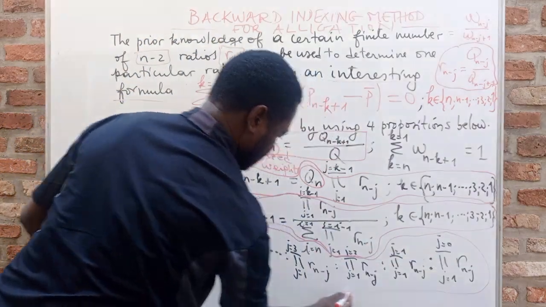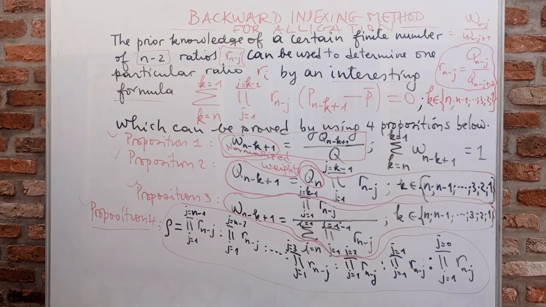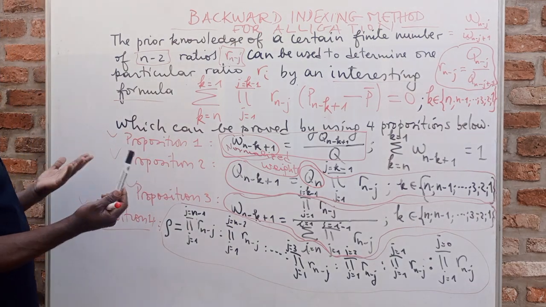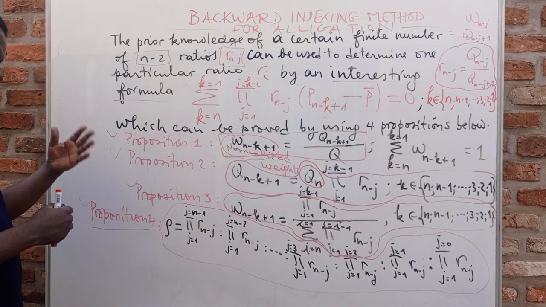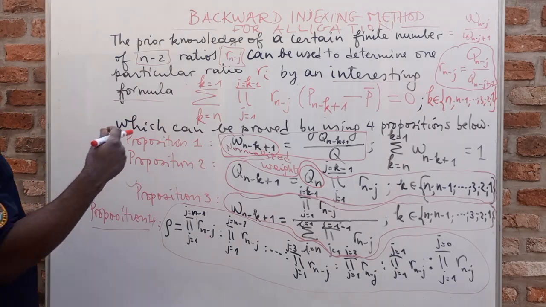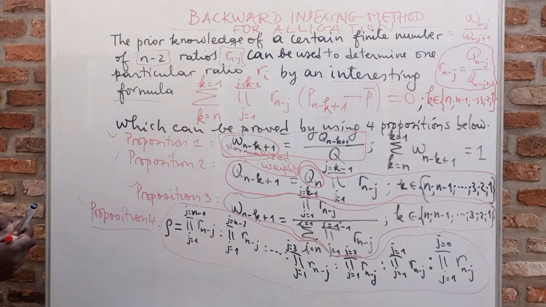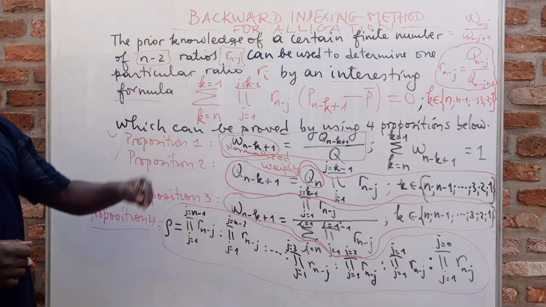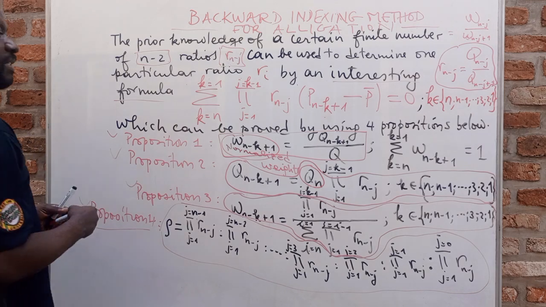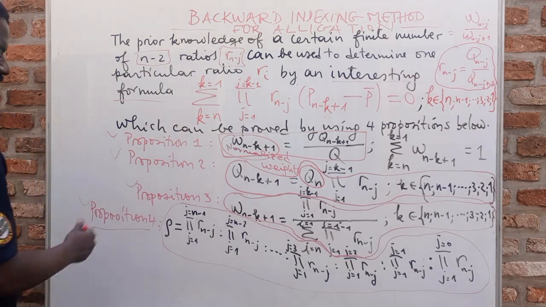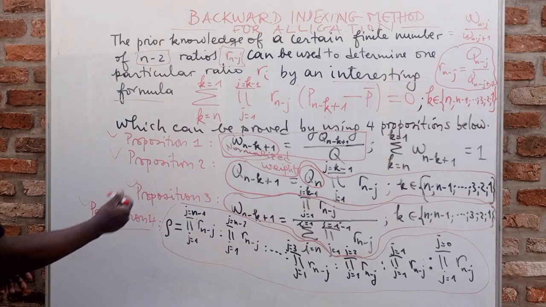Okay, so we are going to give some examples. We cannot prove this one because it is proved in a manner similar to the one we saw for forward indexing. So if you want to see the proof, go back to the previous video to see how we proved those 4 propositions in the case of forward indexing. In this case, we give examples for each proposition.